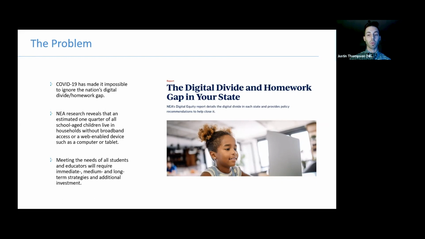Students and families also rely on having qualified, trained educators and instructional support in place to successfully navigate learning wherever they are. So our research revealed that an estimated 1/4 of all school-age children lived in households without broadband access or a web-enabled device such as a computer or tablet. Meeting the needs of all students and educators is not only going to require short-term solutions, but long-term strategies and additional investment in infrastructure and educator training so that we can reduce and eventually eliminate historical, institutional, and structural barriers to accessing these critical digital learning technologies.